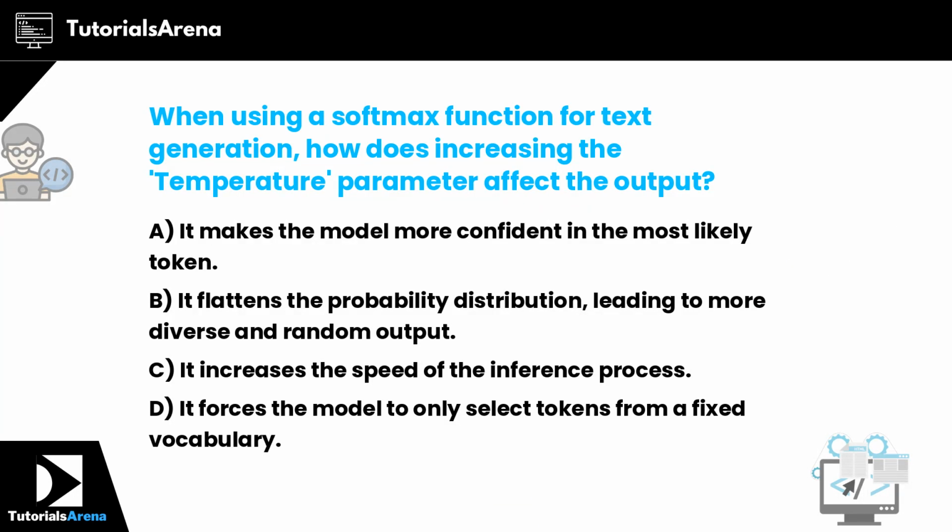When using a softmax function for text generation, how does increasing the temperature parameter affect the output? The correct answer is option B. It flattens the probability distribution, leading to more diverse and random output.